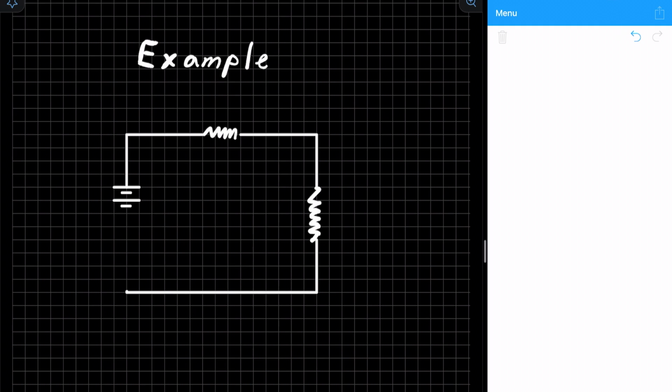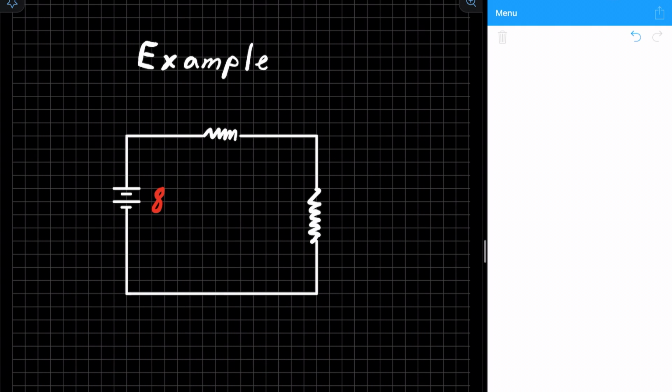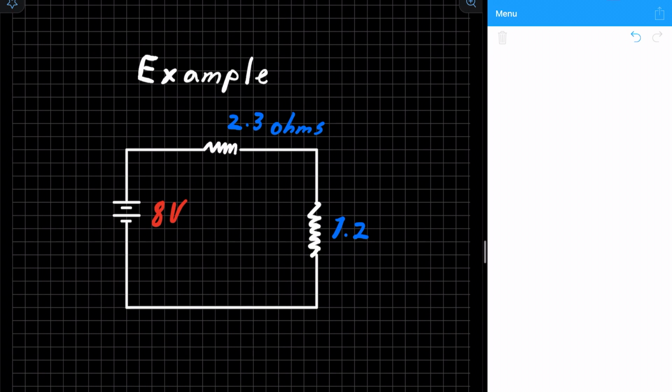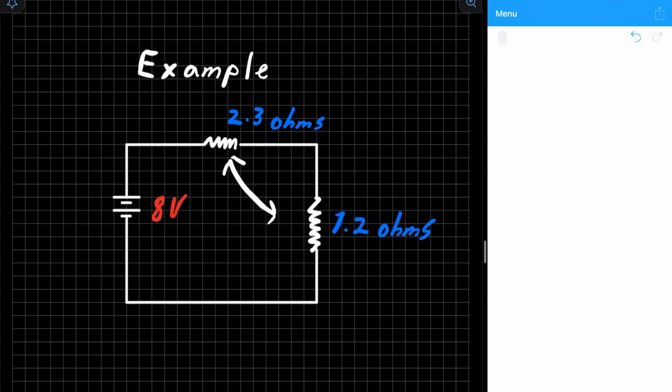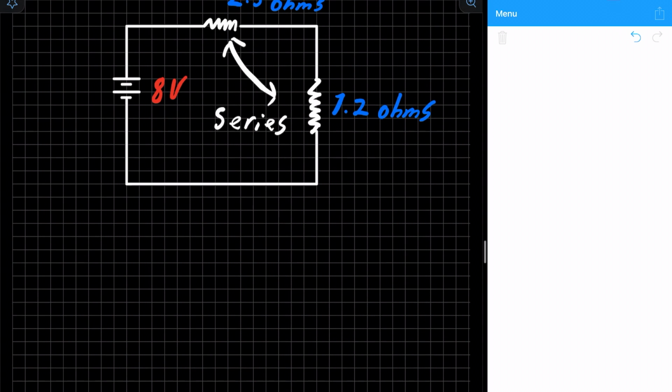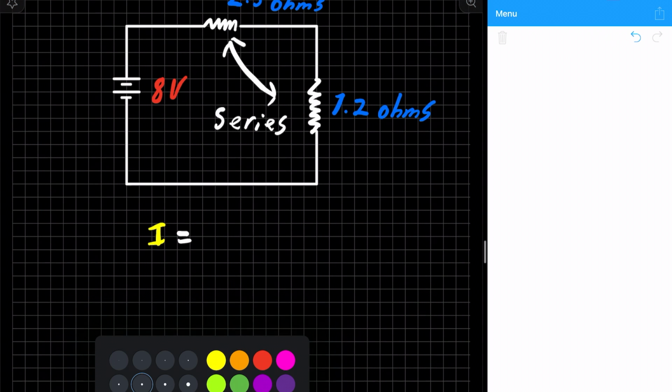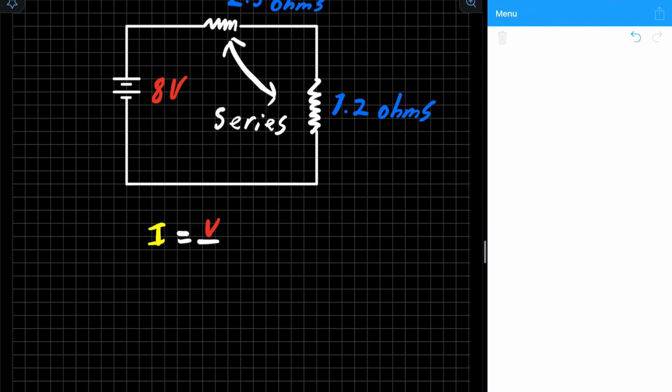We will finish off with an example. We have a circuit. It has a battery and 2 resistors. Ohm's law can be used on this circuit as the resistors are in series. We have a battery with an output of 8 volts, a resistor with 2.3 ohms of resistance, and another with 7.2 ohms. Since we want to find the current in this circuit, we will start off with our equation.